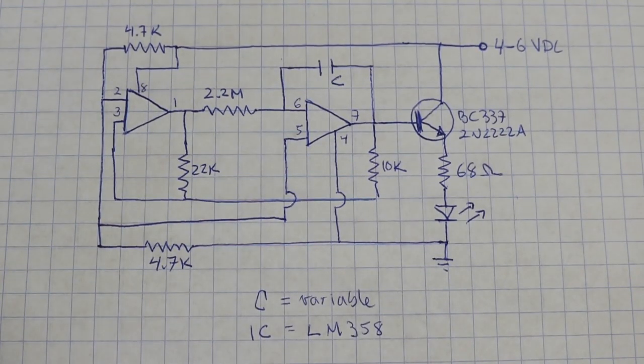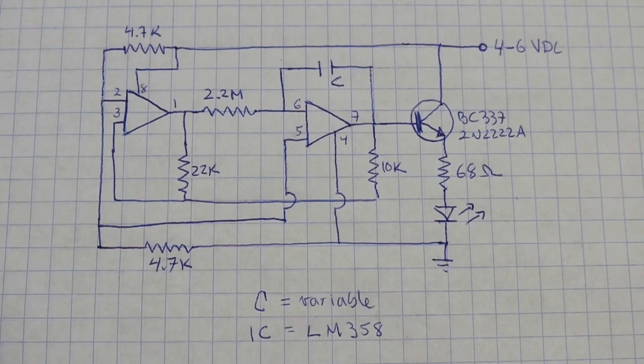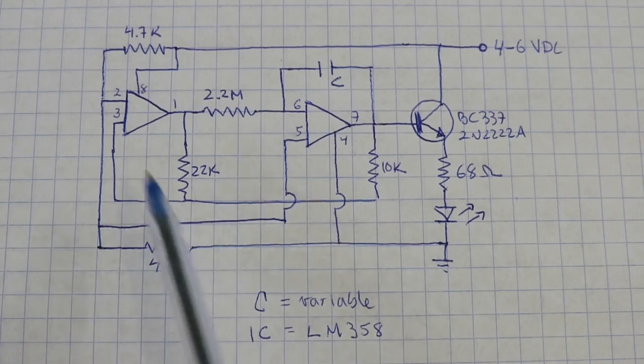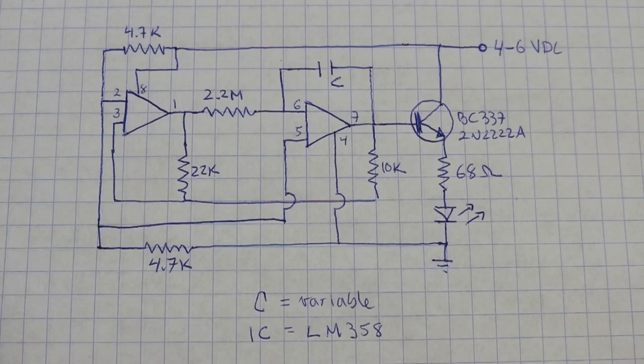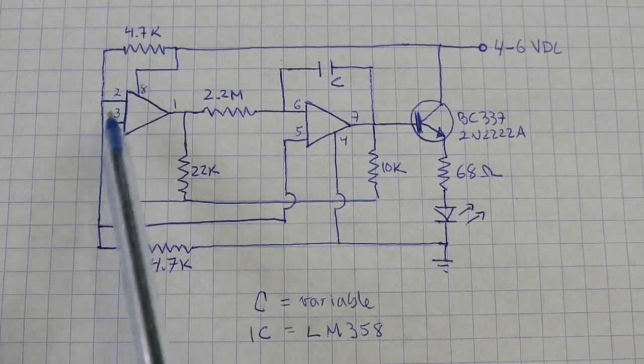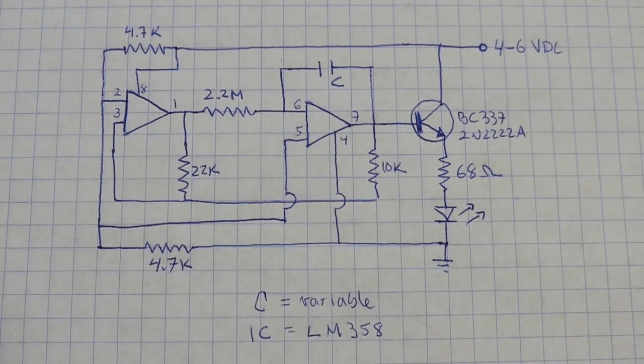Here we have the schematic. As we said before, it is based on two operational amplifiers. It is the LM358, which actually is a single IC that contains two operational amplifiers inside. The numbers here are the pin numbers of the IC, and the arrangement of the pins is shown now on the screen.